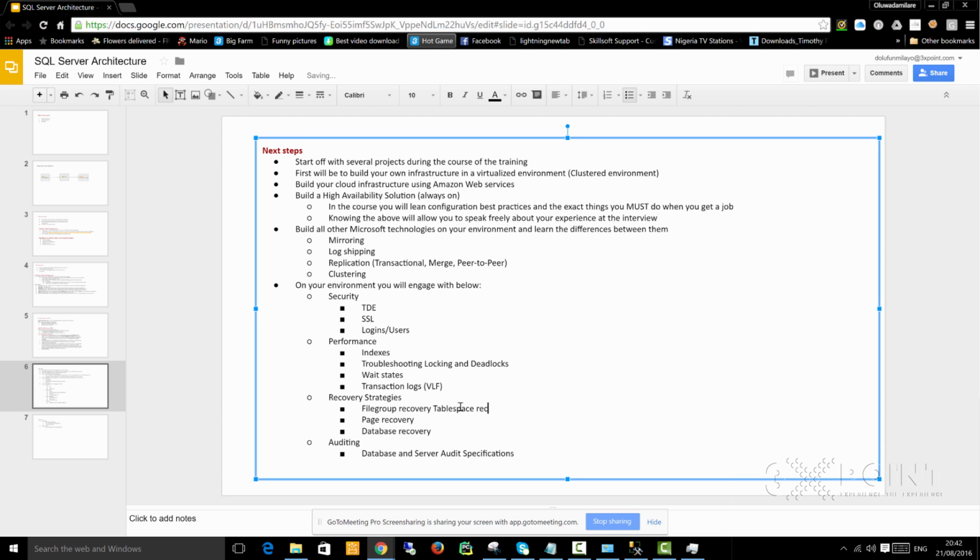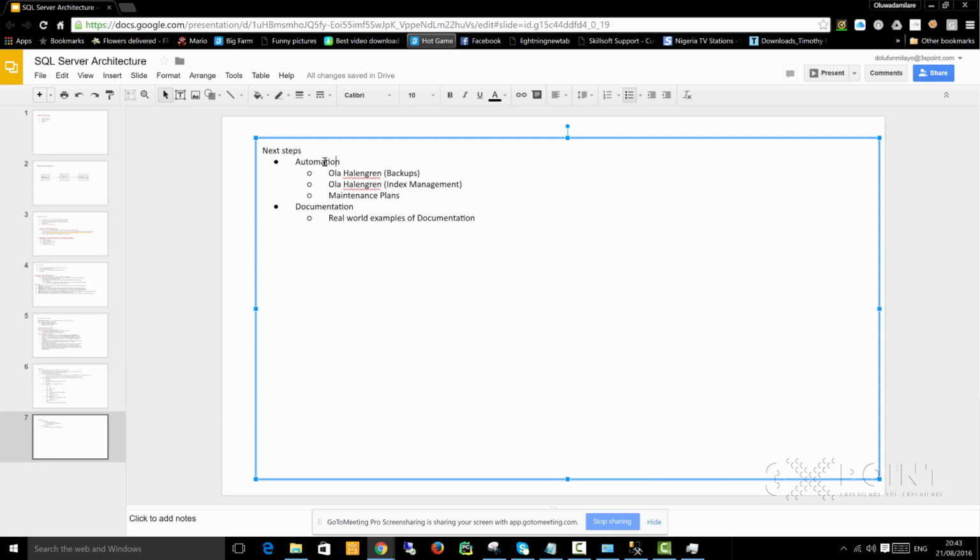Then auditing, we'll talk about auditing as well, which is the database and server audit specification. As well, there are next steps, which is automation. We'll deal with using Ola Hallengren's backup tool, which will help you to automate your backups. He also has tools for index management and maintenance plans, and how to document your work, because it's very important that you know how to do documentation. I'll show you some of the sample documentation that I have done in the past, and it will help you to also learn this.